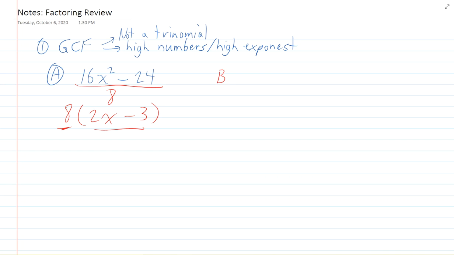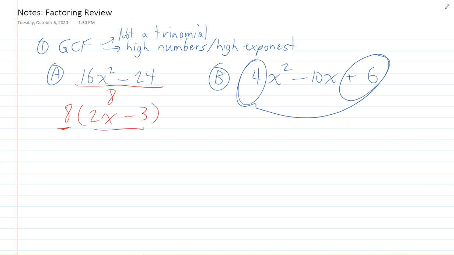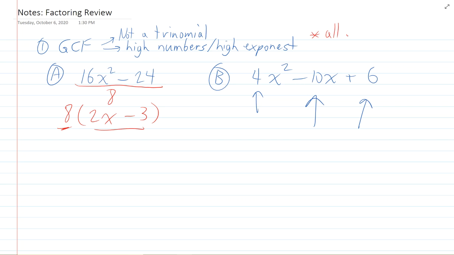If I do have a trinomial, for example question B, let me make one up: 4x squared minus 10x plus 6. Right away you might be thinking, hey, this is just a harder trinomial, I've got to get my superproduct. The problem is that you can take out a GCF because these are all even numbers. That's another thing to watch out for: all even numbers. If you have all even numbers, you can definitely take out a GCF of 2. So it's another clue or indicator that, hey, GCF first.